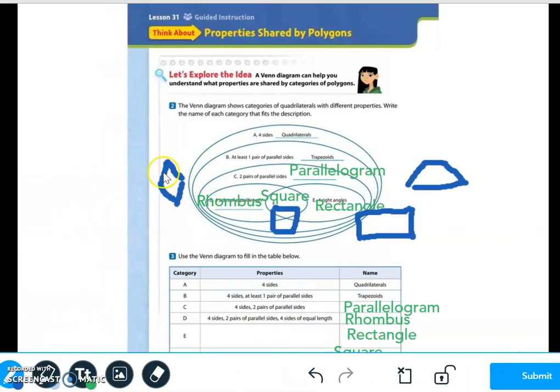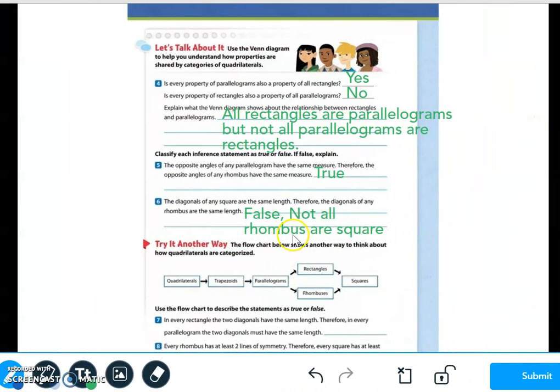This is saying that these two measurements would be the same. These two measurements would be the same because it appears to think that rhombuses and squares would be the same. But in all actuality, that would be false because not all rhombuses are square.